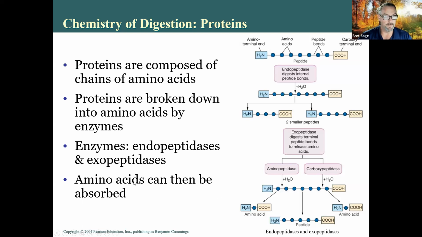Now, please note, whole proteins can be absorbed by the small intestine and often do. And this is what leads to certain food allergies. We'll be talking about that later.